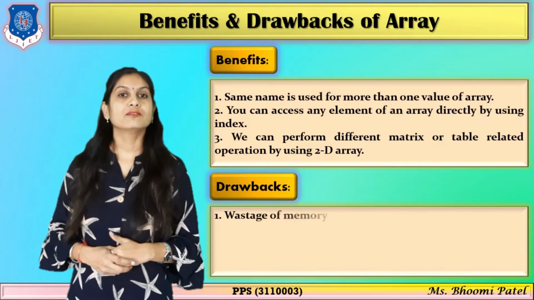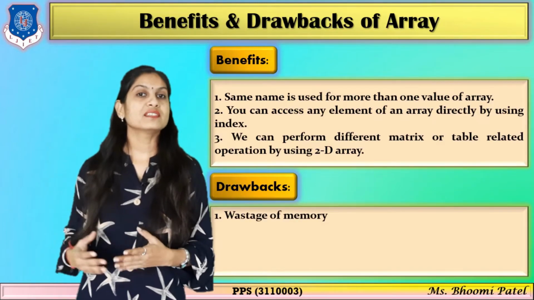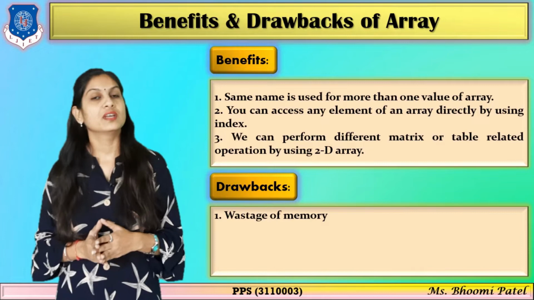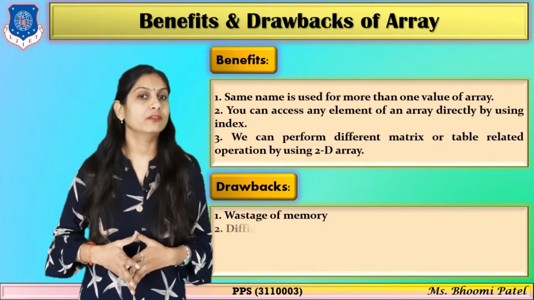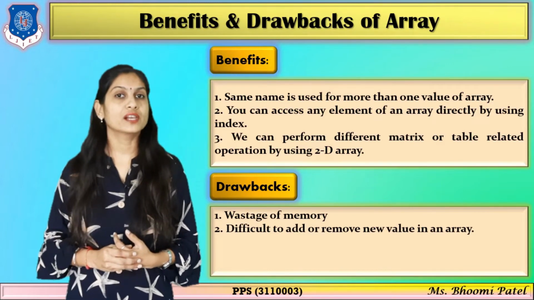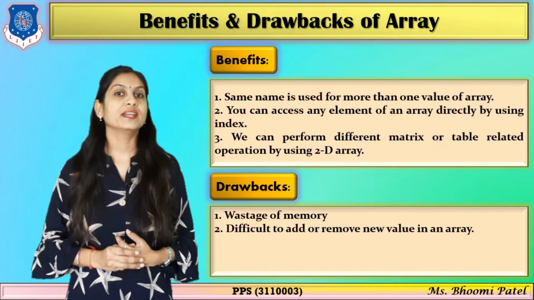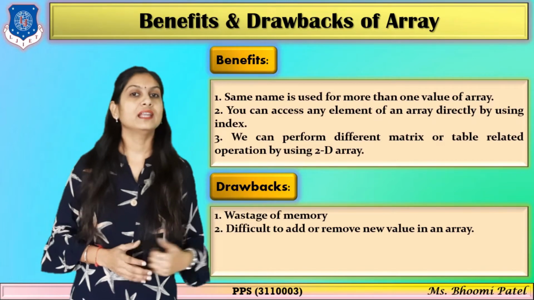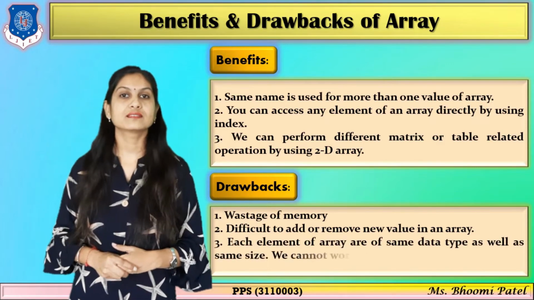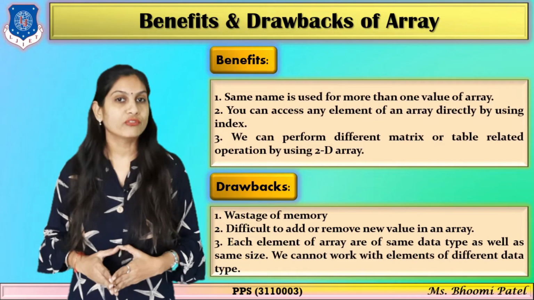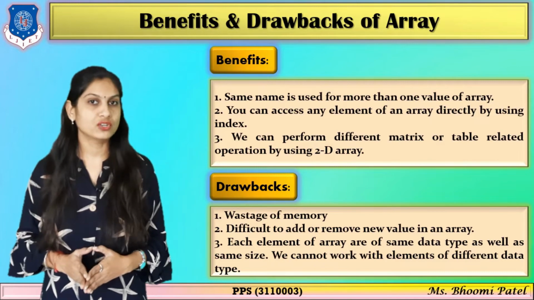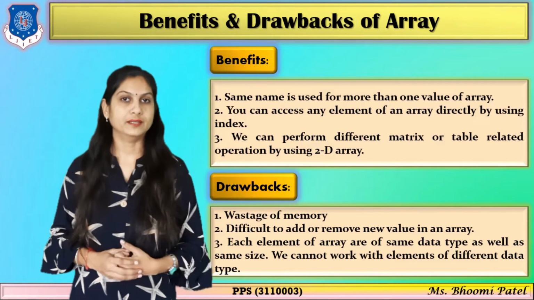And the drawback is wastage of memory. How? Suppose you have taken an array of size 10 and you store only 3 values, then what happens? The remaining 7 will be wasted. Then the second one: can you add or delete data? No, it is not possible to add or delete an element from the array. And the third one is you can store only the same kind of data together using an array. Different types of data you cannot combine using an array.